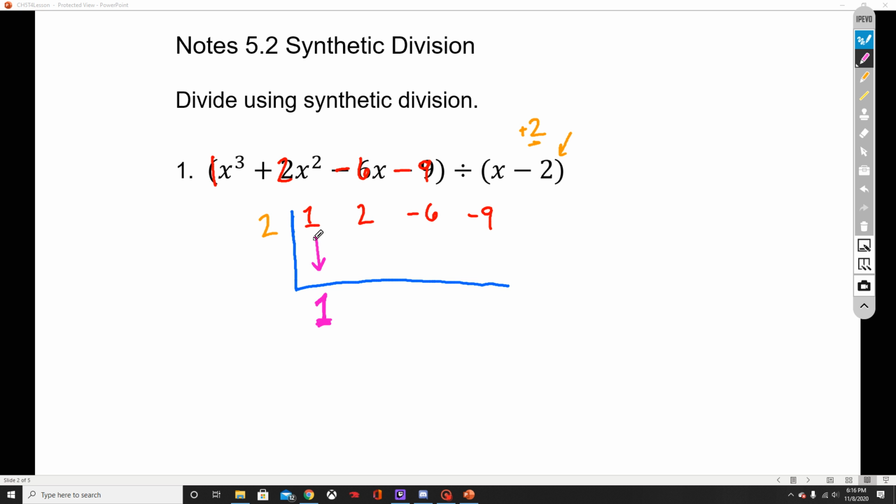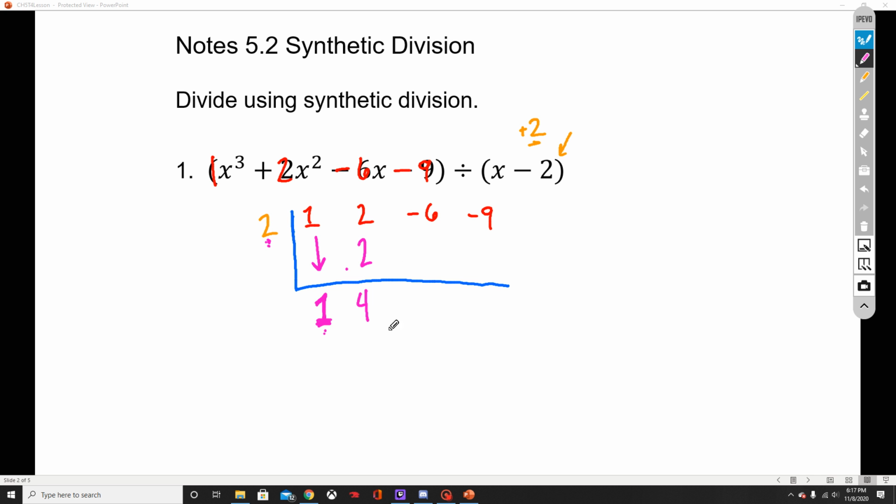Now we can start the process, and this is a repetitive process. We do the same thing at every column. We multiply these two together, the orange and the pink. So 2 times 1 is 2, and that number goes here. Now that we have these two numbers in this column, we're going to add them together. 2 plus 2 is 4.